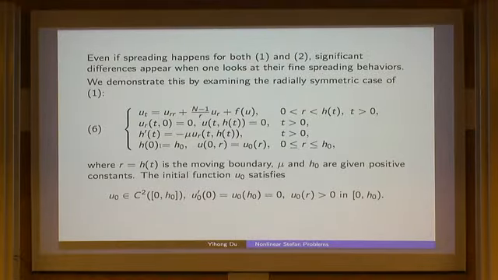And then next, we want to show that even if spreading happens, both for the Cauchy problem and for the free boundary problem, if we look at their fine behavior, we will also find big differences. To do that comparison, we look at these reduced symmetric situations. Because when spreading happens, our earlier theorem says that the free boundary looks more and more like a sphere, so it's reasonable to look at these reduced symmetric cases.